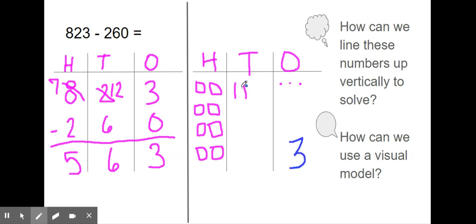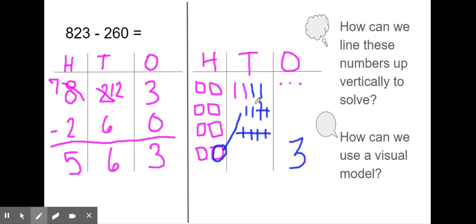I need to take away 6 10s, but I don't have enough 10s, right? So that means I'm going to have to unbundle 100 to give it to my 10s. 1, 2, 3, 4, 5, 6, 7, 8, 9, 10. Okay, so now I can take away my 6 tens. So here's 4 tens I'll take away, 2 more here.